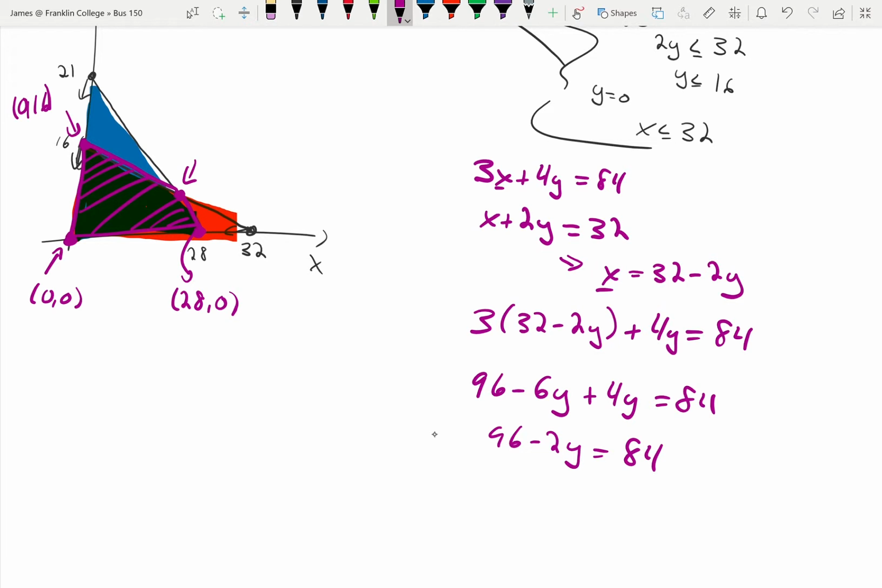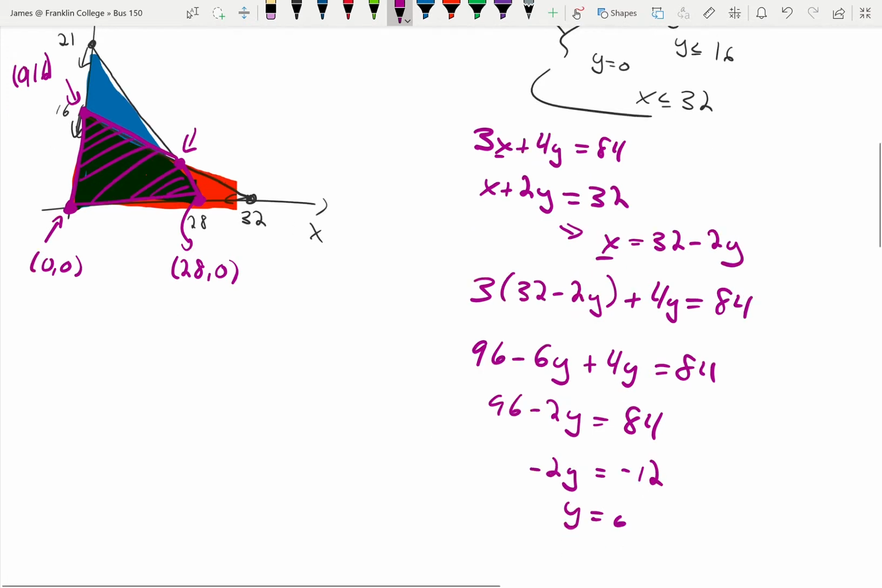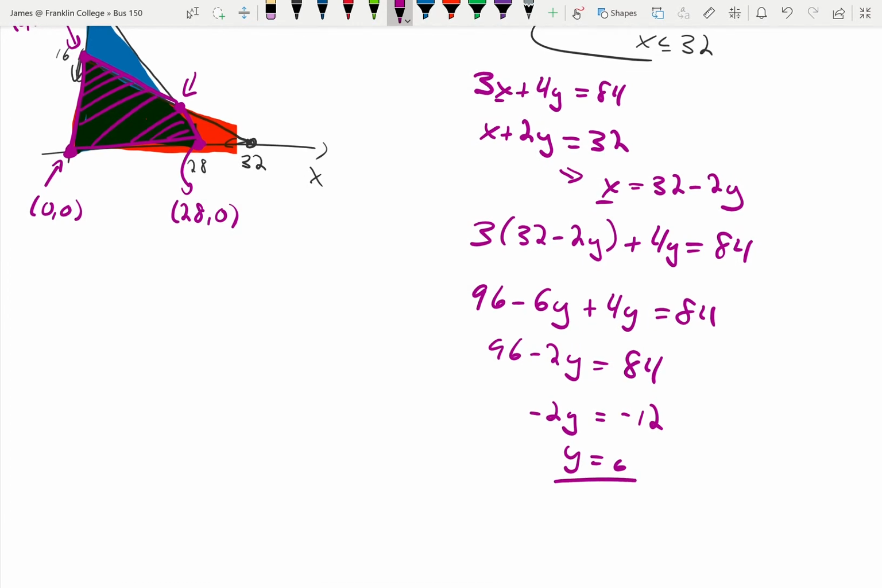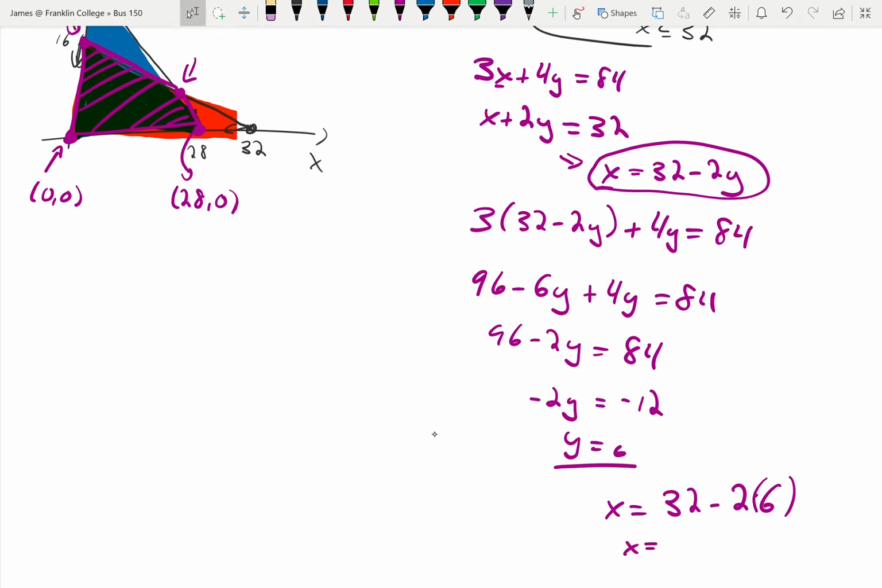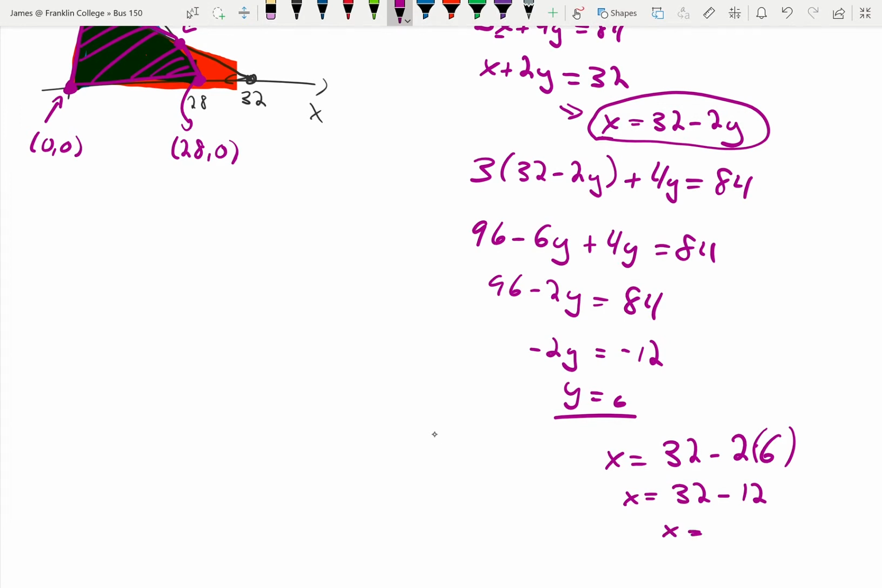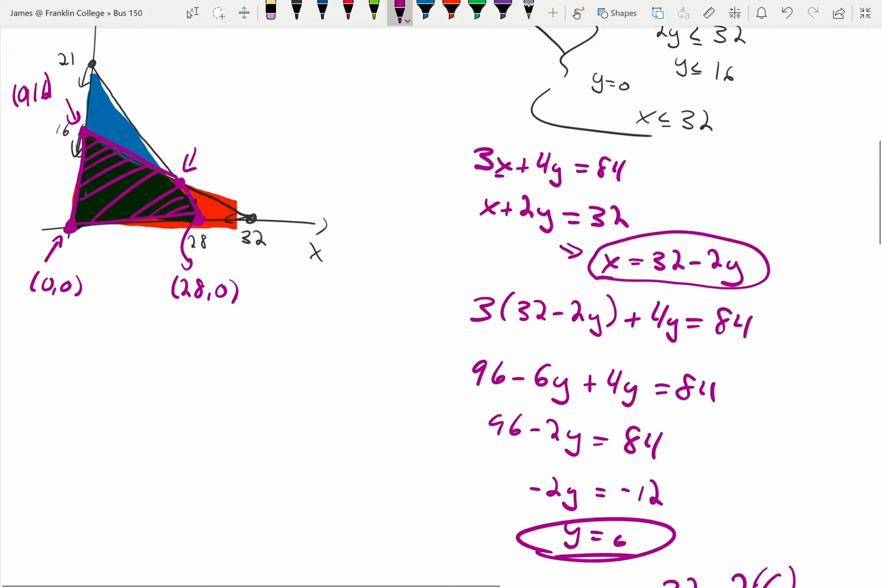If we subtract 96 from both sides, we're going to get negative 2y is equal to negative 12, or y equals 6. If y equals 6, we can plug that back into this equation right here, and we're going to get x equals 32 minus 2 times 6, in brackets, or x equals 32 minus 12, or x equals 20. Alright, we know x equals 20, y equals 6.